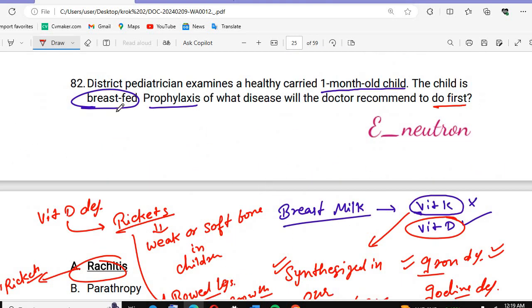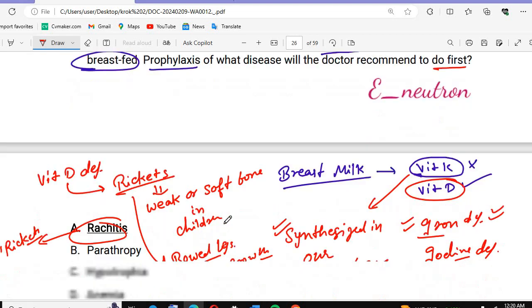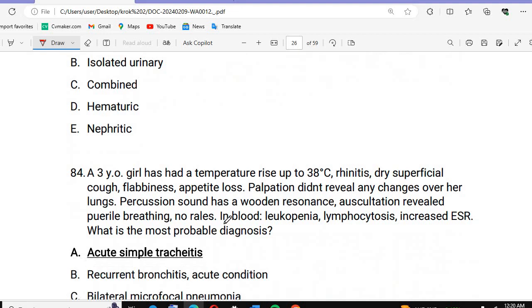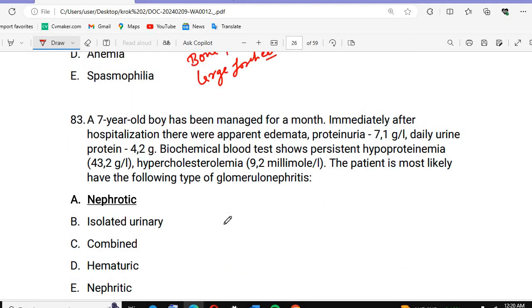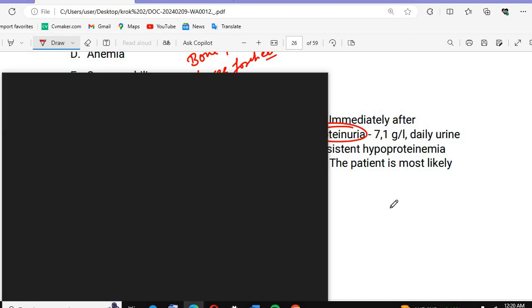Alright, one more. A 1-month child, the child is breastfeeding. A 7-year-old boy is managed immediately after hospitalization. There is apparent edema, proteinuria, daily urine protein. Bio shows persistent hyperproteinemia, hypercholesterolemia. The patient is most likely having the following type of glomerulonephritis, that is nephrotic syndrome. We already discussed in detail everything about the nephritic and nephrotic syndromes.